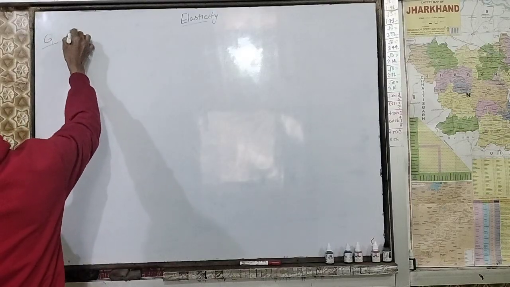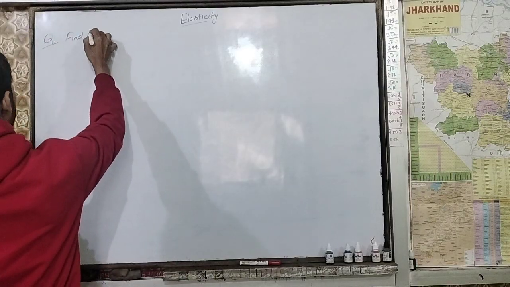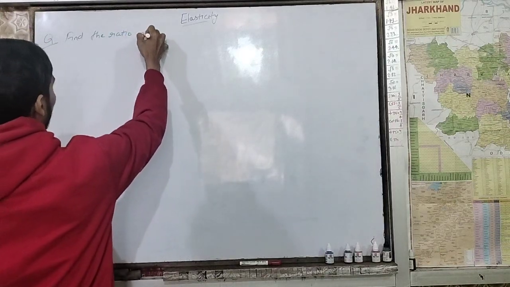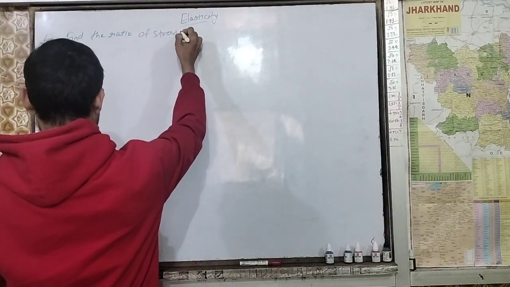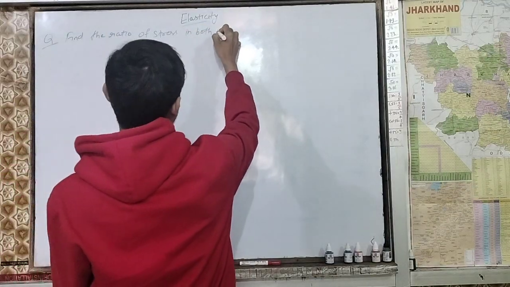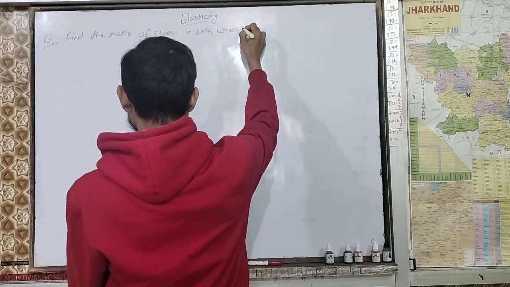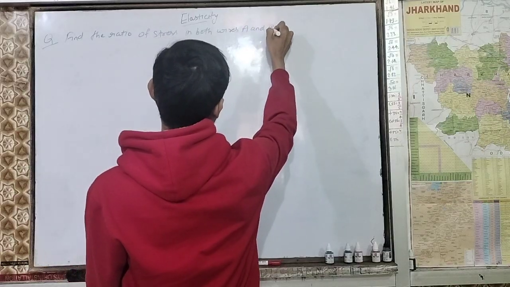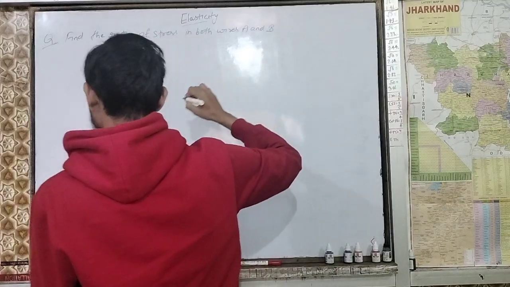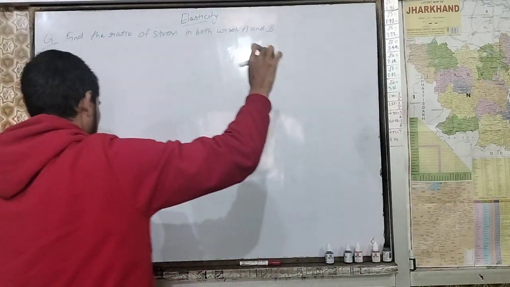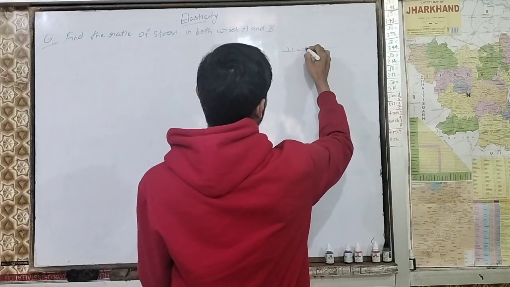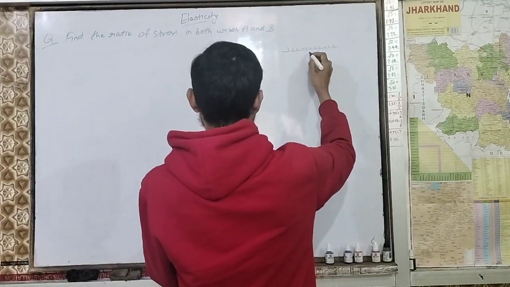Next question is to find the ratio of stress in both wires A and B. And the figure is like this. This is attached with a wire.